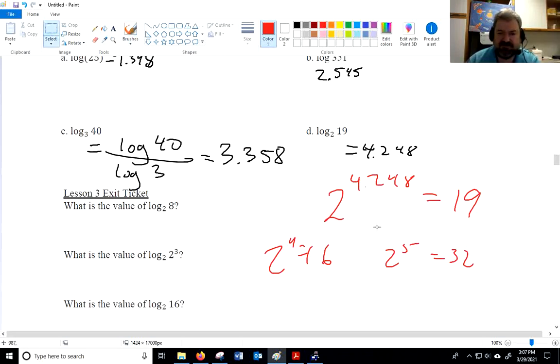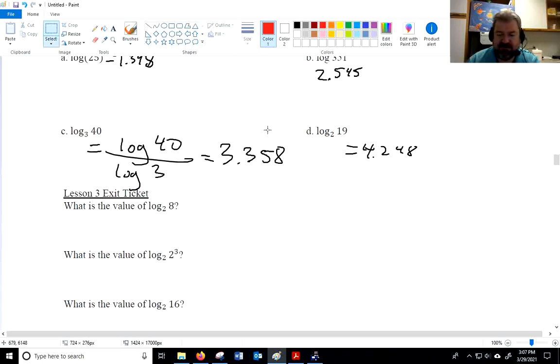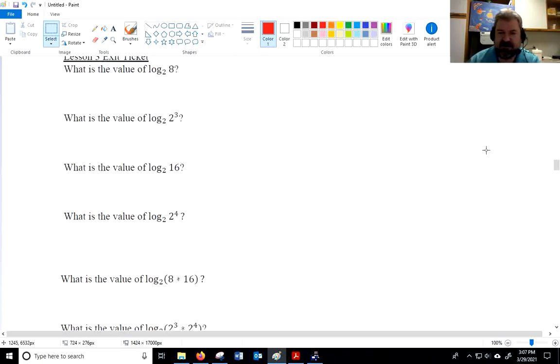All right, I want to conclude this lesson by looking at the exit ticket today. I know we don't always discuss it, but today I want to. So let's go through these together. What is the value of log base 2 of 8? Well, hopefully you agree that it's 3. What about the log base 2 of 2 cubed? Well, 2 cubed is 8. So isn't this really the same question? So it must just be 3.